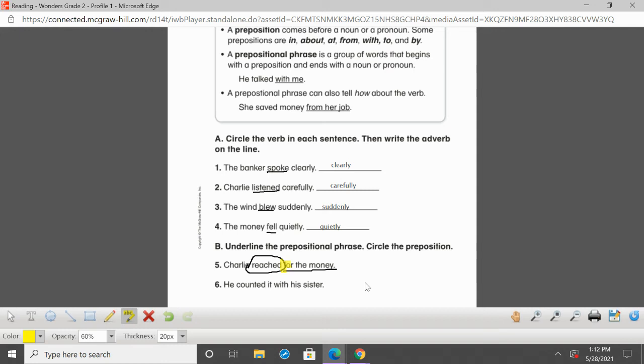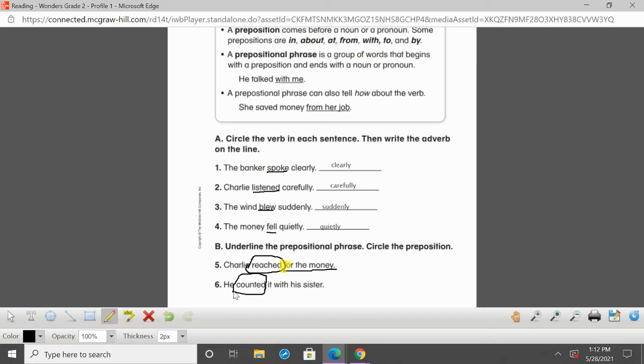He counted it with his sister. He counted it with his sister. So go ahead and yell out, what is our verb here? Yell it out for me. Yeah, our verb is counted. So let me go ahead and circle that. He counted it with his sister.